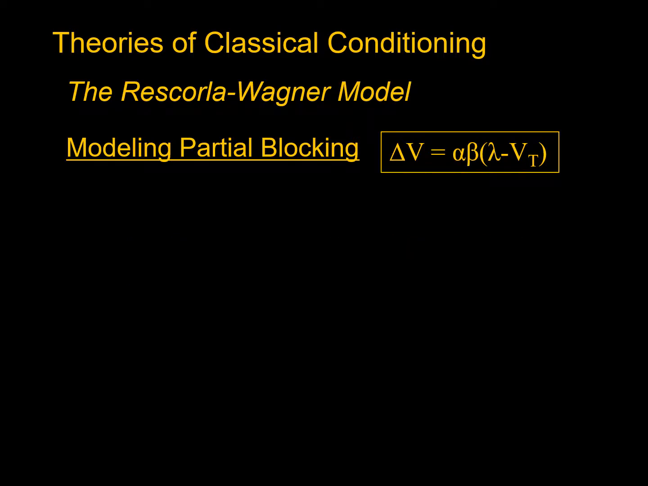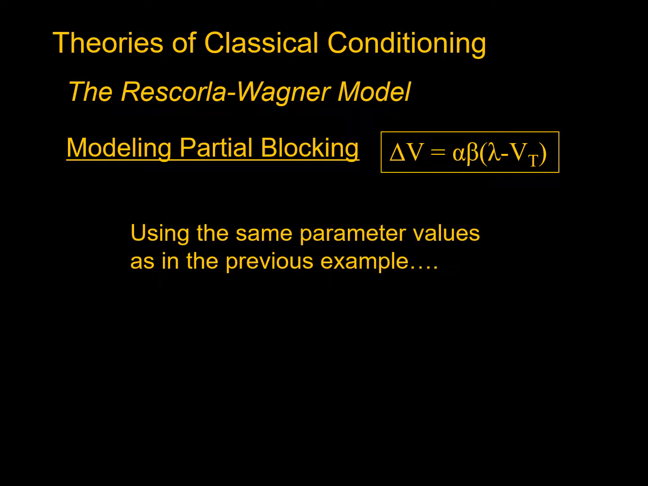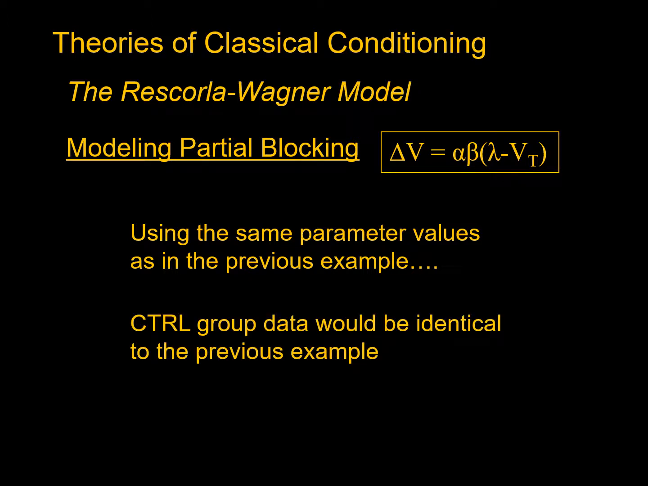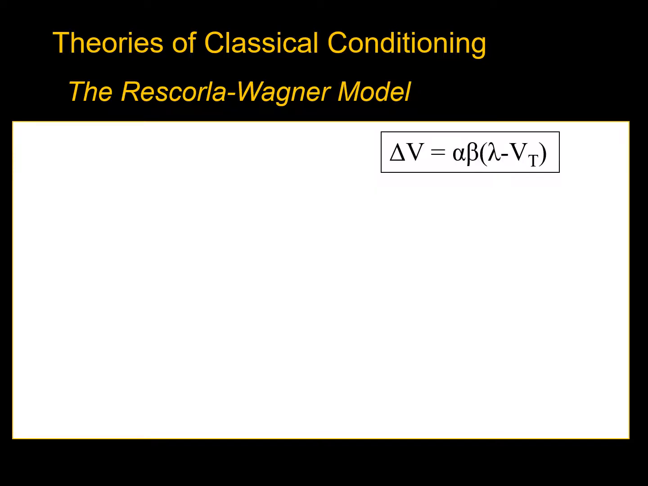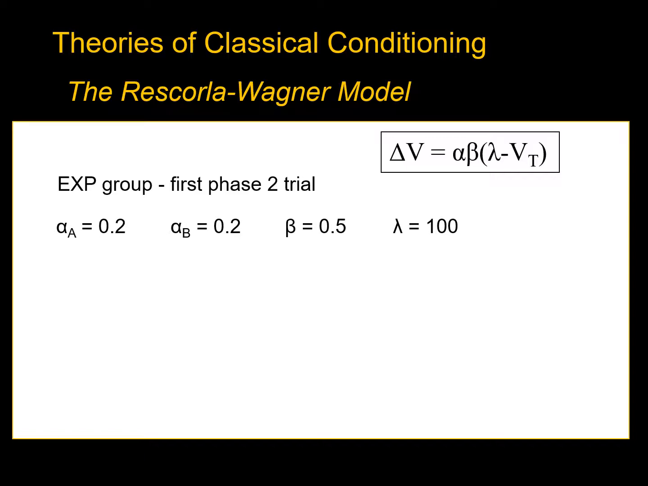Now, I'm not going to go through the control group again because they would look just the same as they did last time. Nothing happened to them in phase 1, so they would just be starting fresh with the compound stimuli. They both would acquire 10 units on the first trial and 8 more on the second trial, and so on. The experimental group is going to look a little different. If the math is making sense to you at any level, you can probably see where this is going to go.